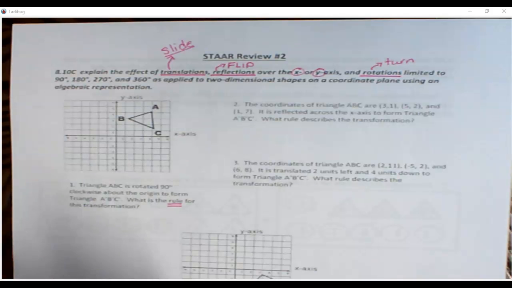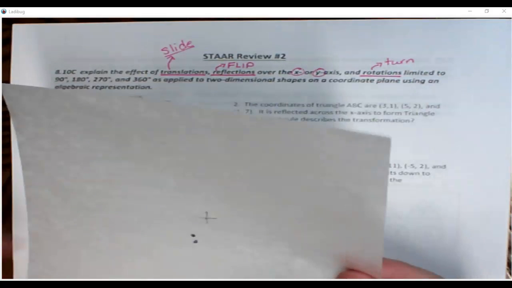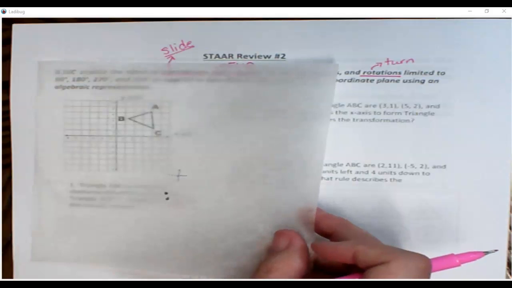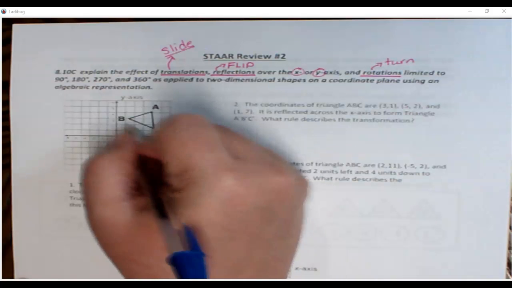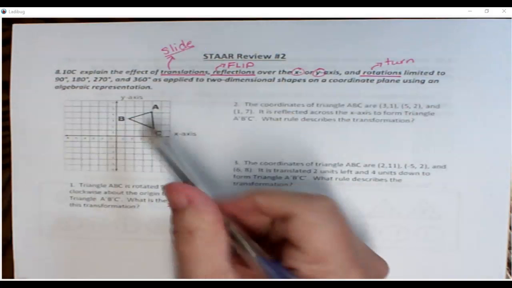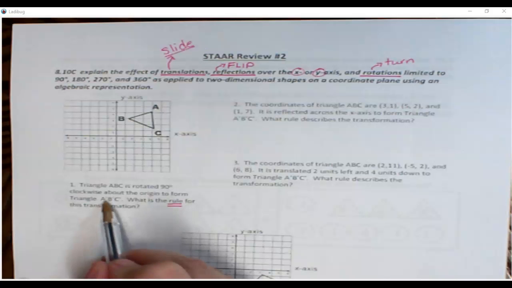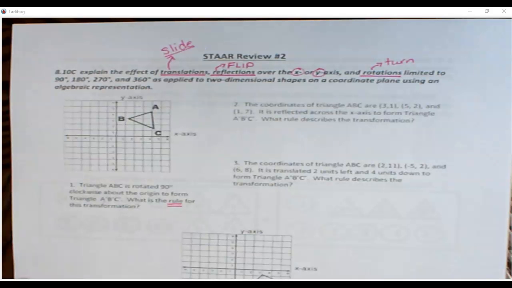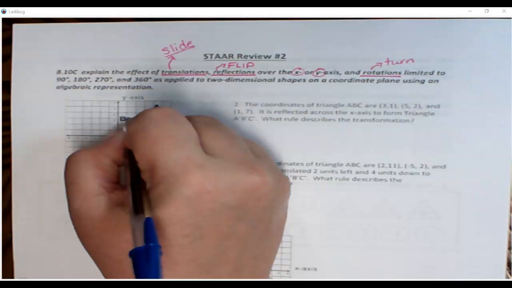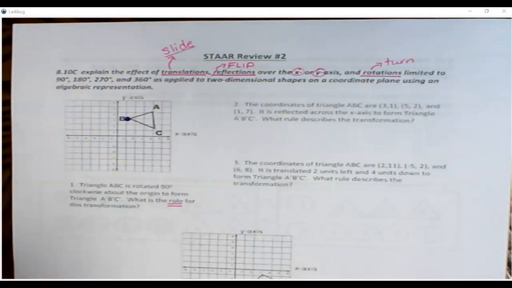And the first strategy we're going to be using is this patty paper or tracing paper. We're going to use that to plot the points and rotate them, and then from there we can devise our rule. So the first thing we're going to do is look at one of the points. The question did not ask me to find all of the new A prime, B prime, C prime. It only asked me for the rule. So if it's only asking for the rule, I can find that out by just using one point. So we're going to use point B right here.